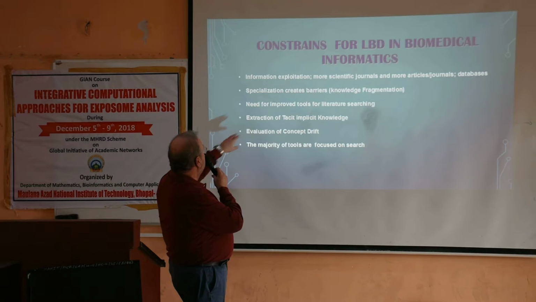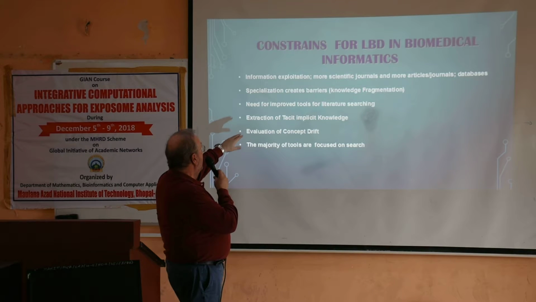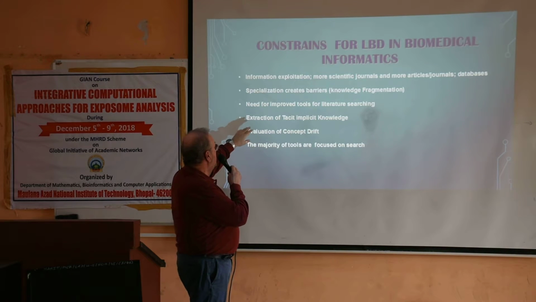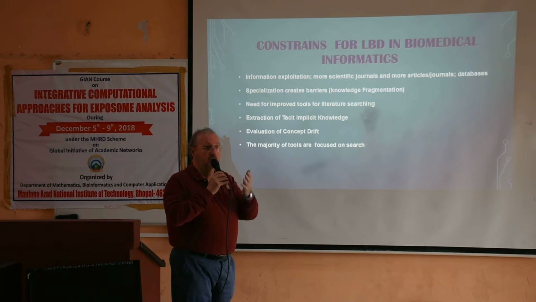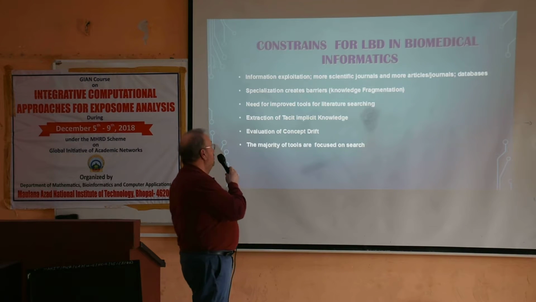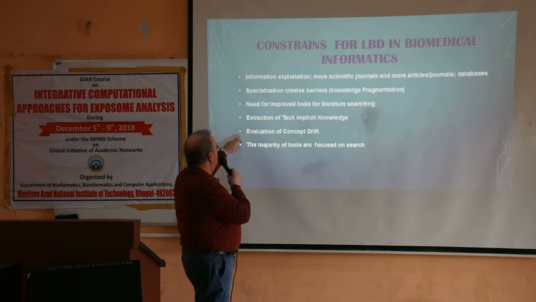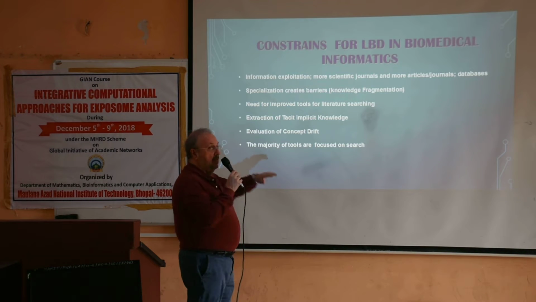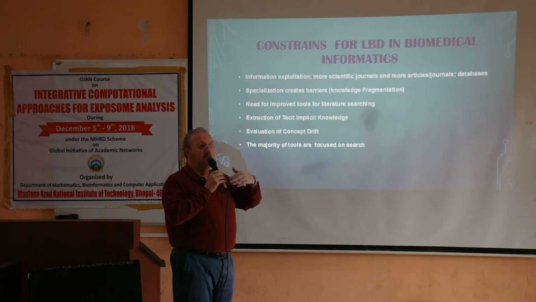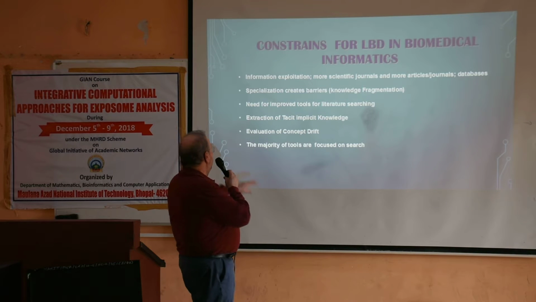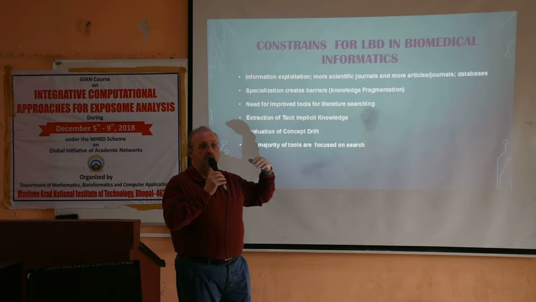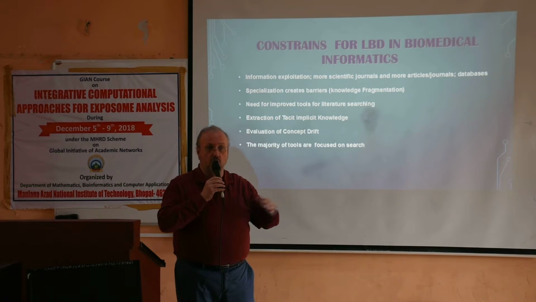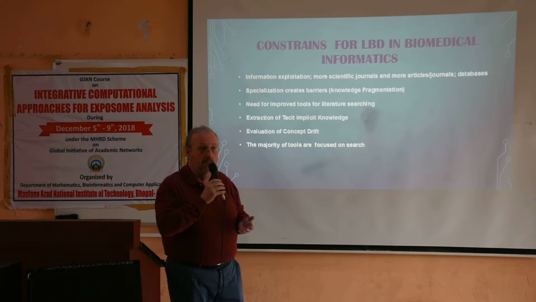They need improved tools for literature searching. As I said in the previous talk, tacit knowledge is difficult to manage. That is the subjective knowledge. And the evaluation of concept drift. Concept drift is the uncertainty in some way. And the majority of tools are focusing on search of named entities, not on the semantic web.